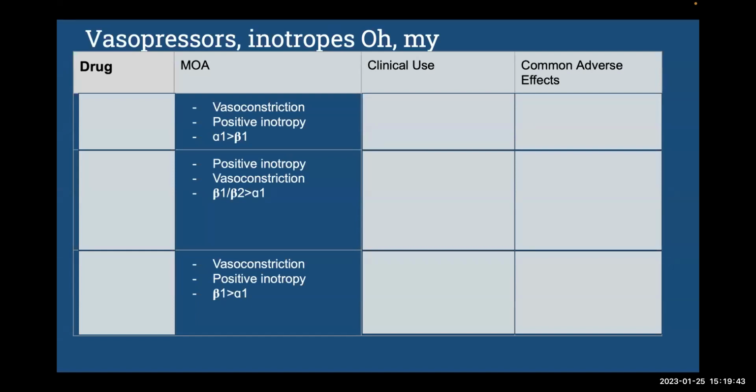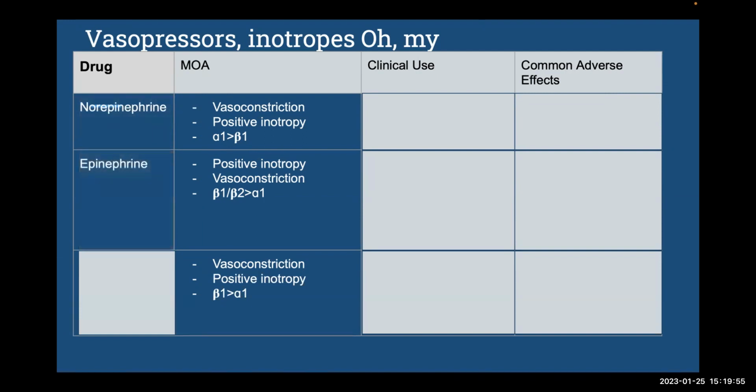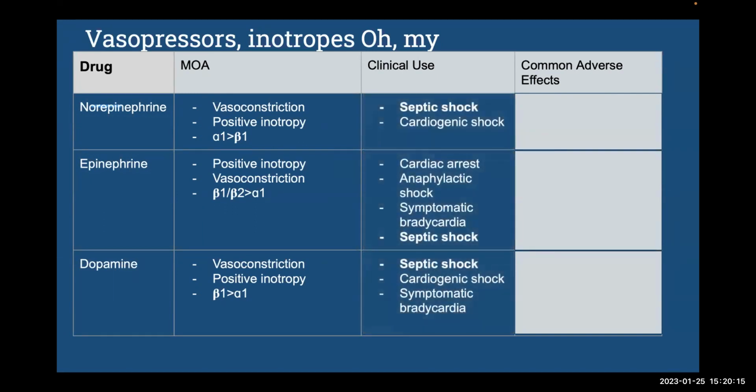I think it's norepi as the one showed, and then epi for the second one. And then what about that last one? Is that one dopamine? Good job. Awesome. So what would be the clinical use that all 3 of them have in common? Let's... shock. What type of shock?